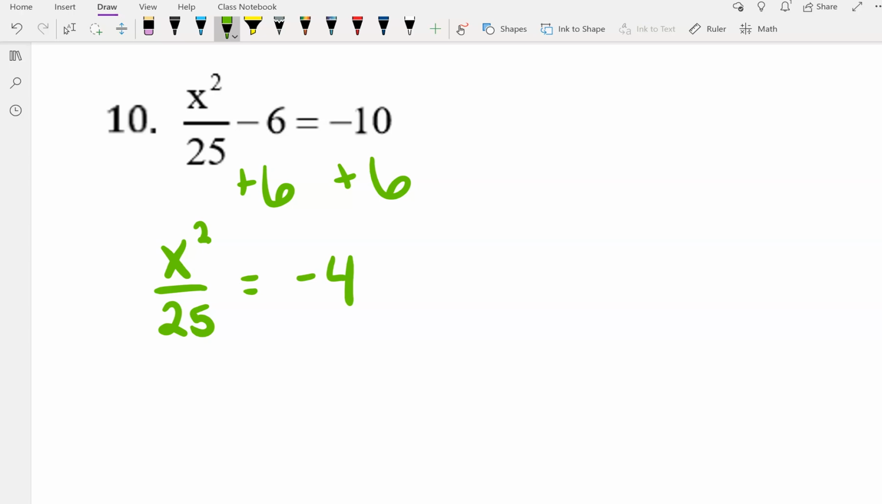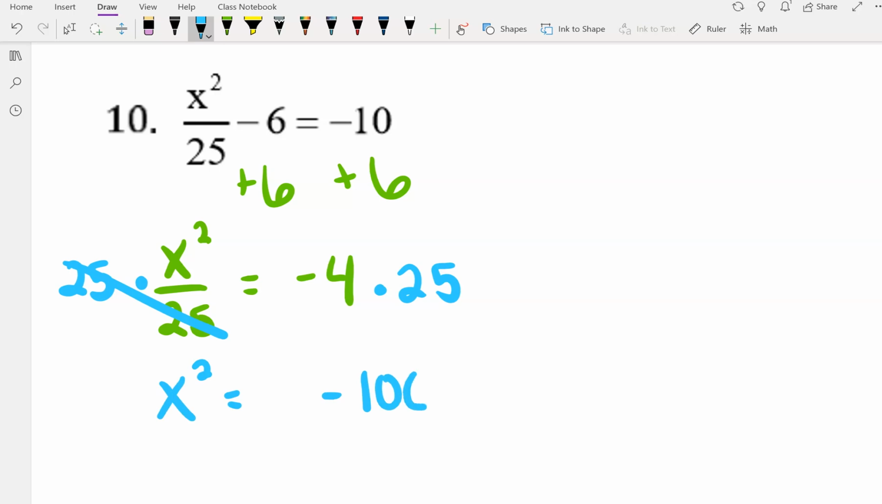Then I want to get rid of the 25. Right now this is x squared divided by 25. The opposite of dividing by 25 is multiplying by 25. So if I multiply by 25, that will cancel out, and I'll be left with x squared equals negative 100.